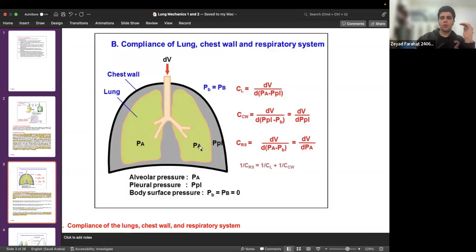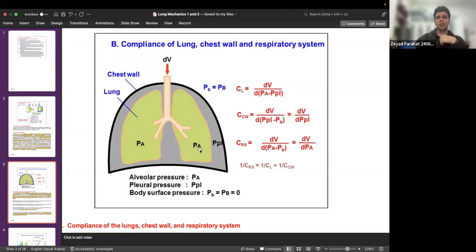So when you do this, you'll find that we have three pressures basically. We have the alveolar pressure, the pleural pressure, and the atmospheric pressure, which is the air around us. So what do we do? Which ones do we count as the in pressure and which ones do we count as the out pressure to get the compliance of these, or to actually get anything out of this?